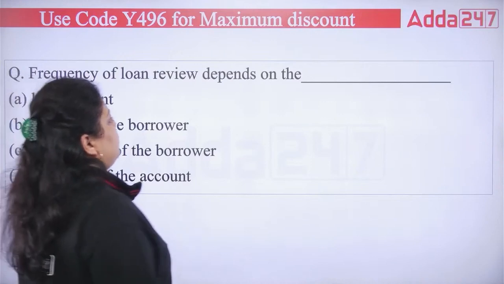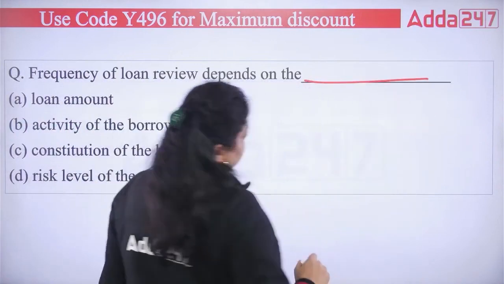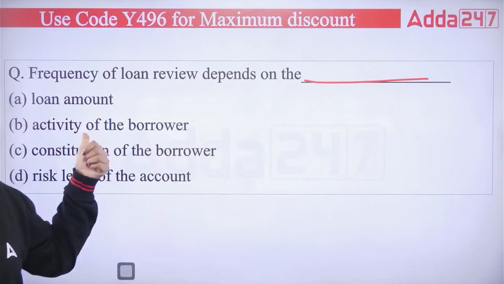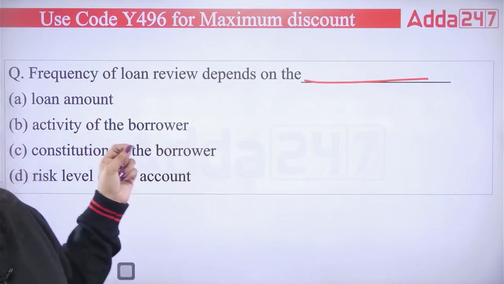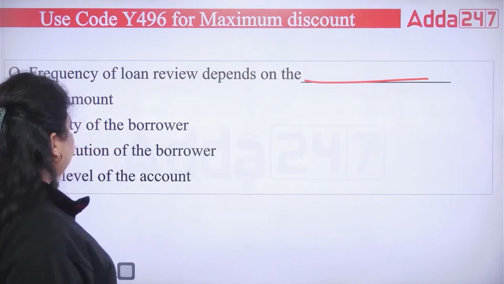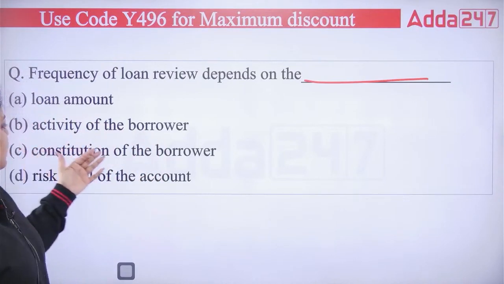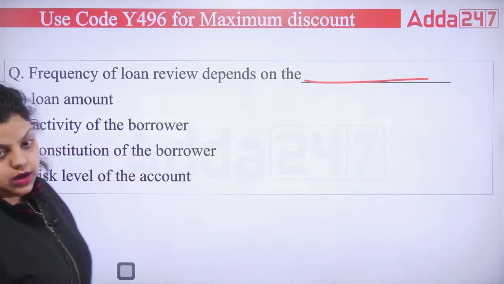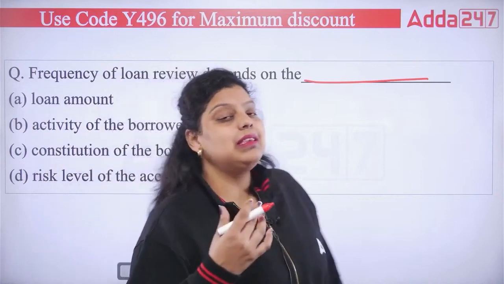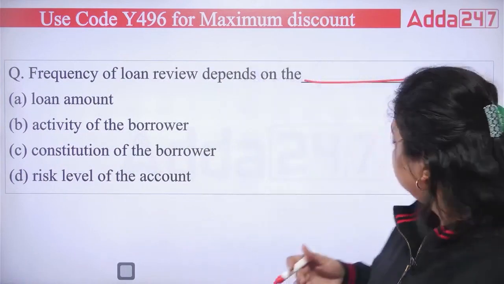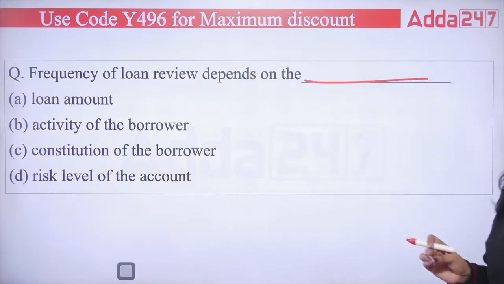frequency of loan review depends on the dash. If you have taken the loan, then the frequency of reviewing of the loan depends on which of the following. First, the loan amount. Second, the activity of the borrower. Third, the constitution of the borrower, and risk level of the account. So whenever the bank is providing loan to the customer, very obviously certain things have to be checked.